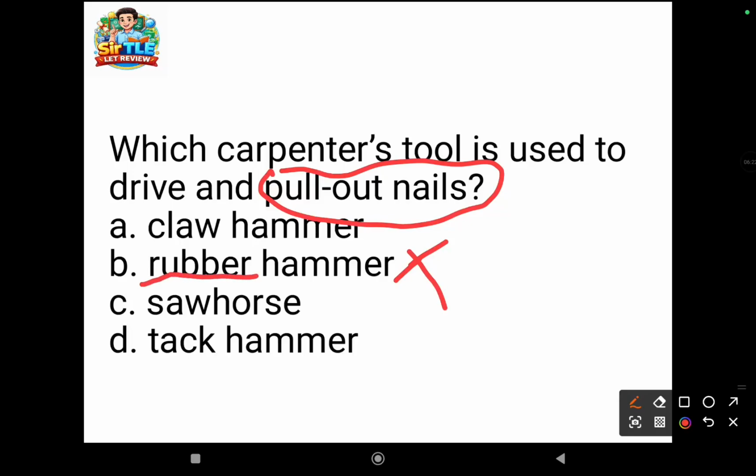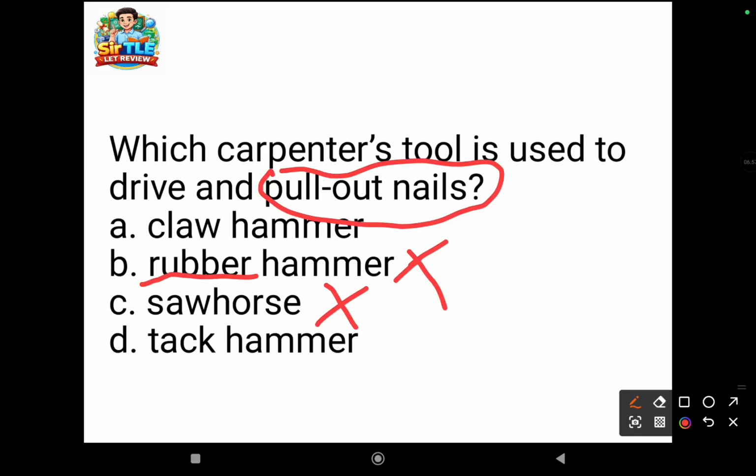Next, sawhorse. This is not the answer, because a sawhorse is not a hand tool. It is used only to support and hold materials while cutting or working. So it has no function related to nails.